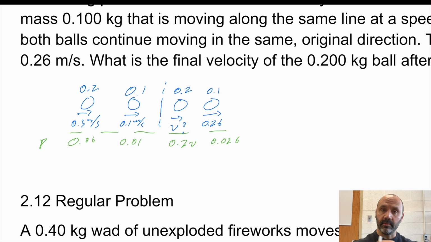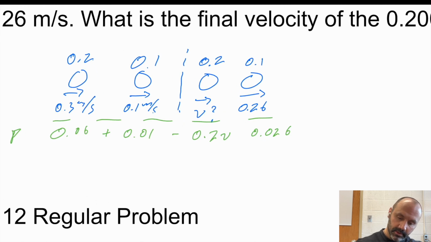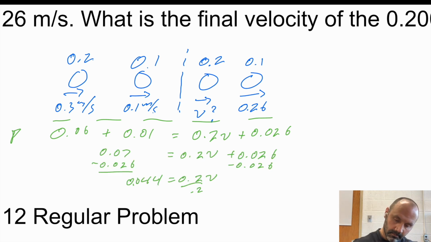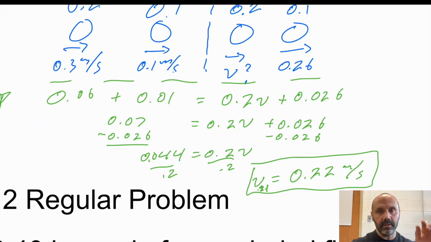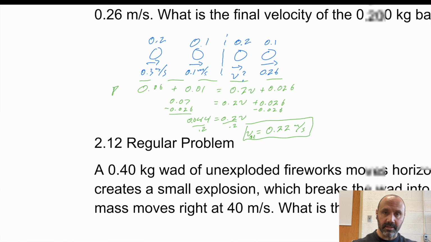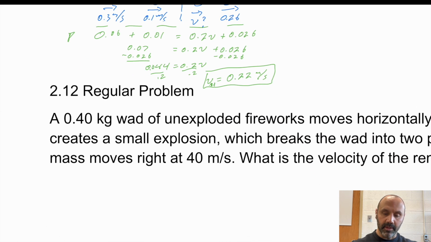Now, what do I know? The total momentum before has to equal the total momentum afterwards. So I can set up an equation, right? It's actually like this plus this equals this plus this. What do we have now? That's an equation. And there's one variable, one unknown, and we can solve for that. So let's do that. So there's the algebra. And then I wrote v 0.2 f because that's the final velocity of the 0.2 kilogram ball. Okay. So that's the kind of thing we're doing here.